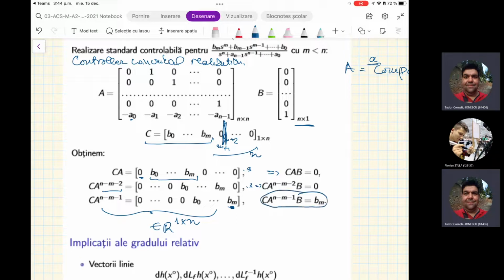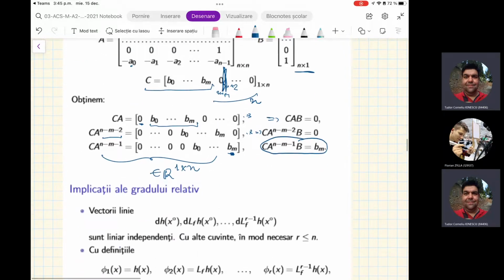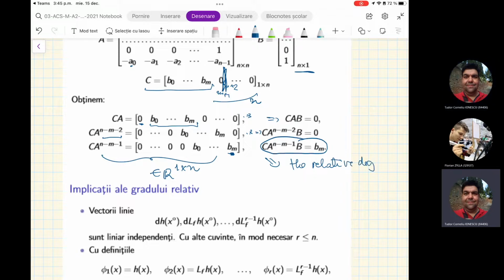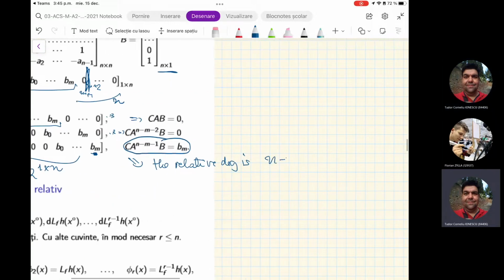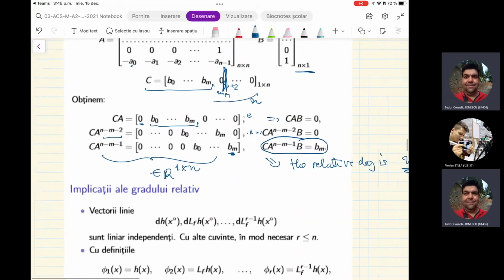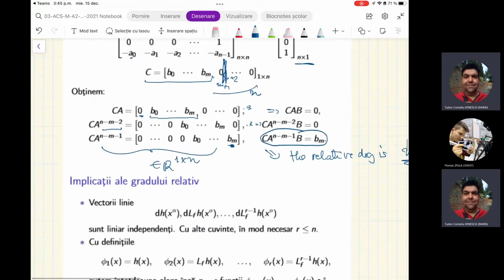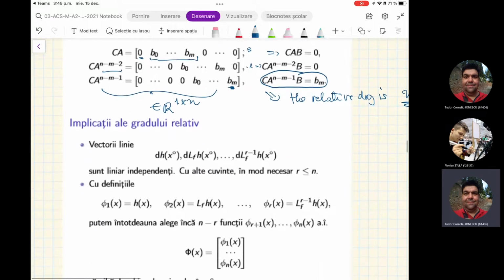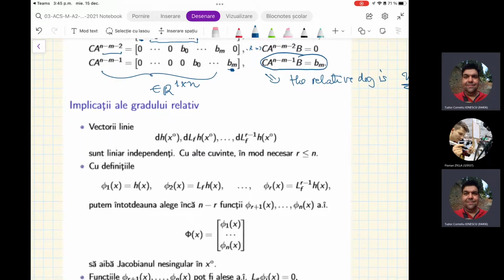So M is indeed, no, n minus m, sorry. That means that the relative degree is n minus m, indeed. Very interesting. Right, the line vectors dh(x0), dLfh(x), and so on, these are all linearly independent.